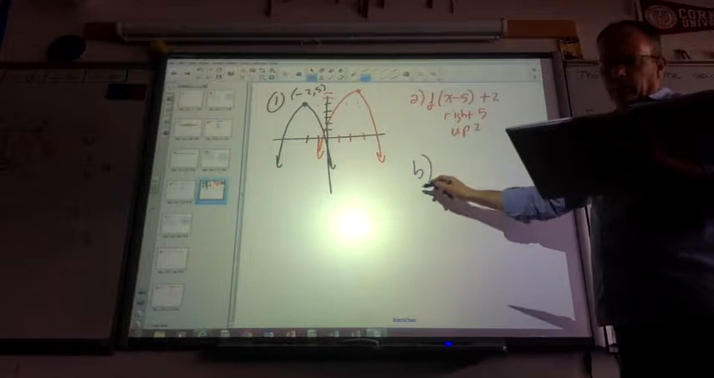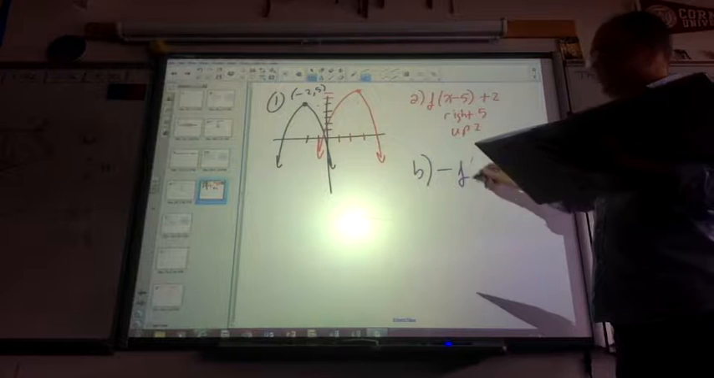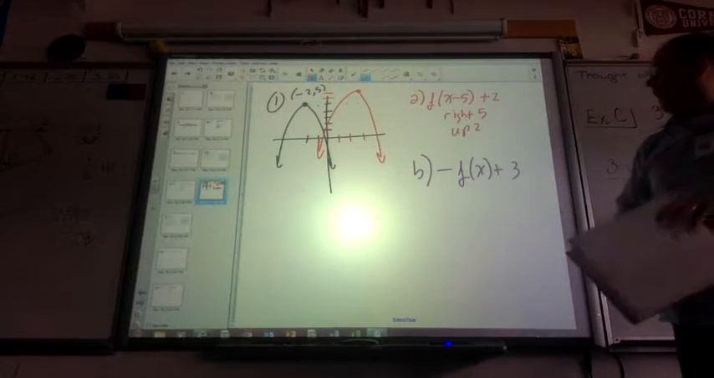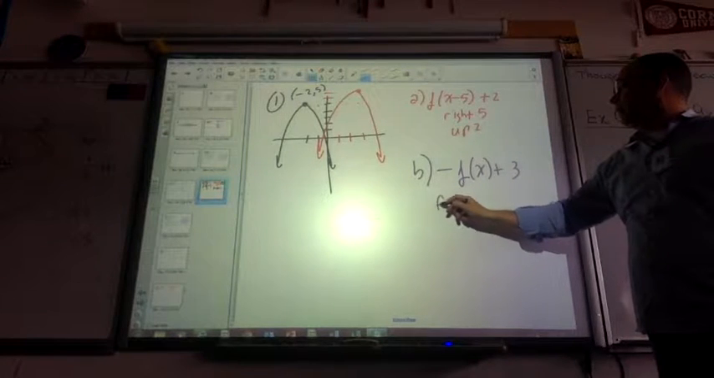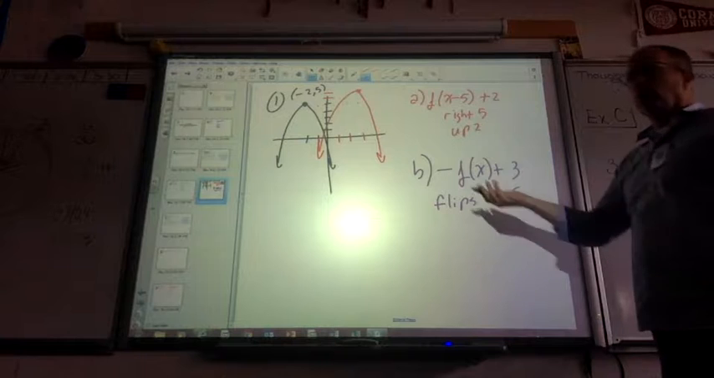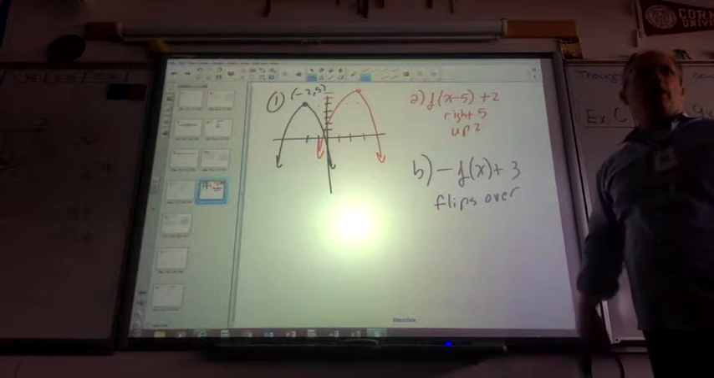Letter B, we have negative f at x plus 3. Okay, so that negative flips it upside down. Flips over. So it's going to make it go up, yeah?